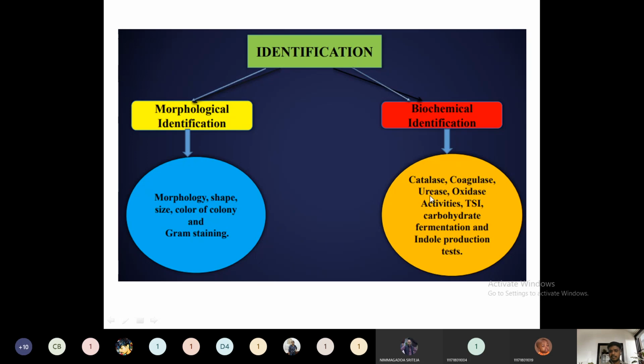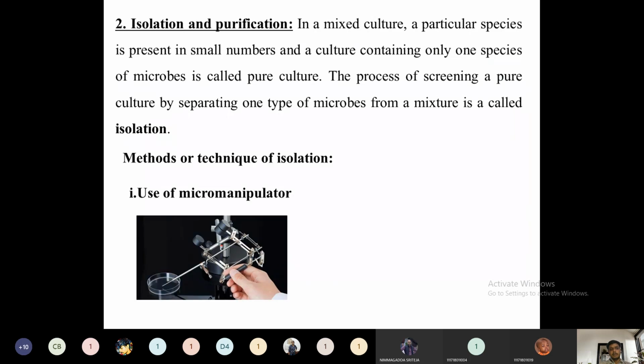Using these tests, we can identify what type of microorganism it is. So these techniques are available for the identification. Then the next one is isolation and purification. After identifying whatever bacteria we require, we need to isolate them from the rest of the population.